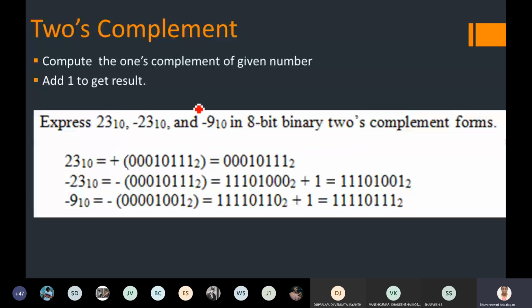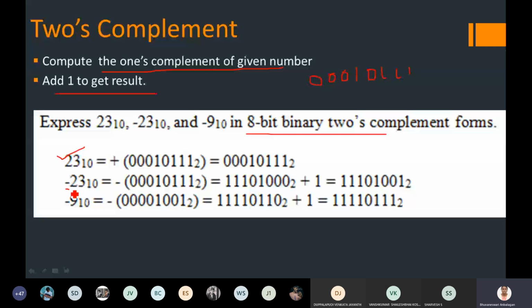Now we are going to see how to find the 2's complement of a number. The first step is to take the 1's complement of the given number and add 1 to it. See here, 23, I am going to represent it as 10111, in an 8-bit binary number, so 0 0 0 1 0 1 1 1. For a positive number, you don't need to take the 2's complement. The simple binary number itself is the 2's complement form of a positive number.